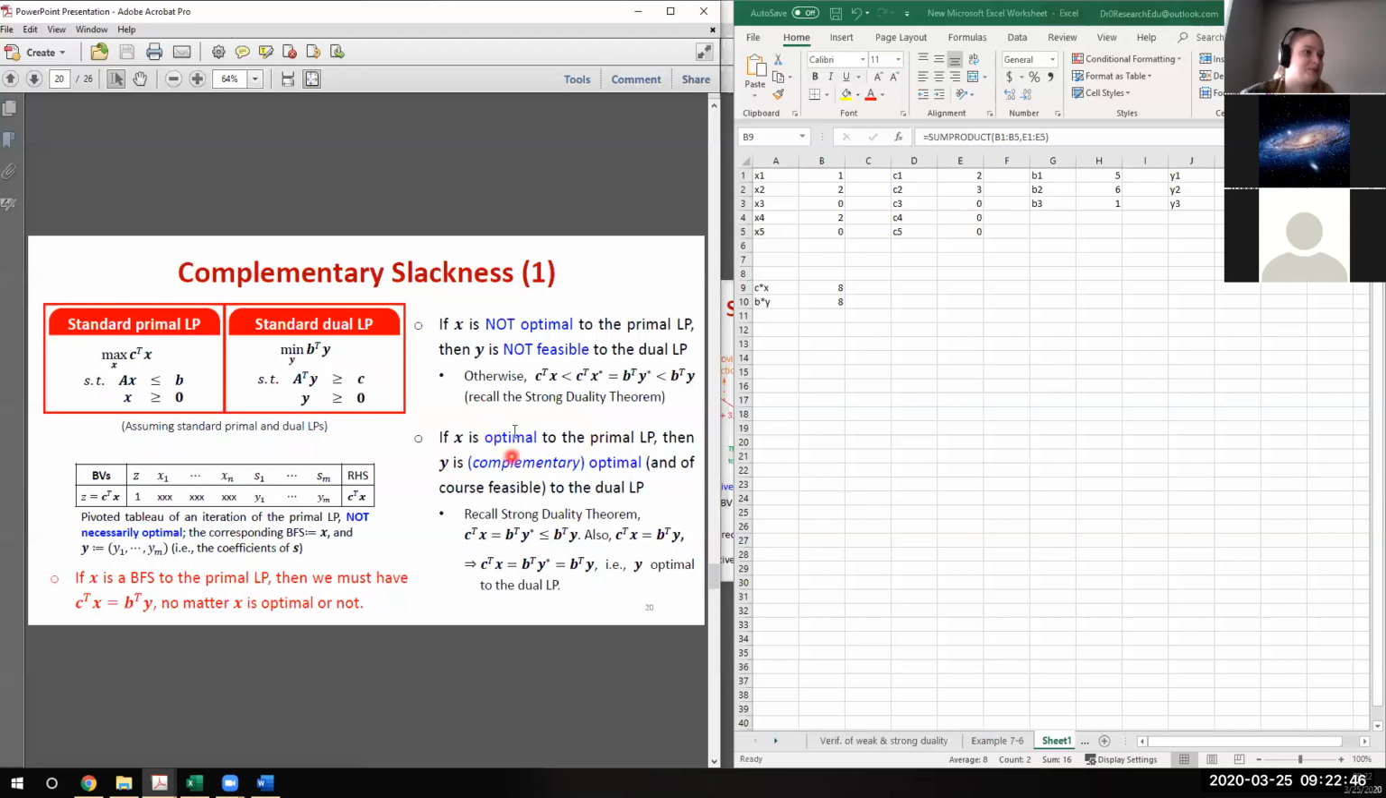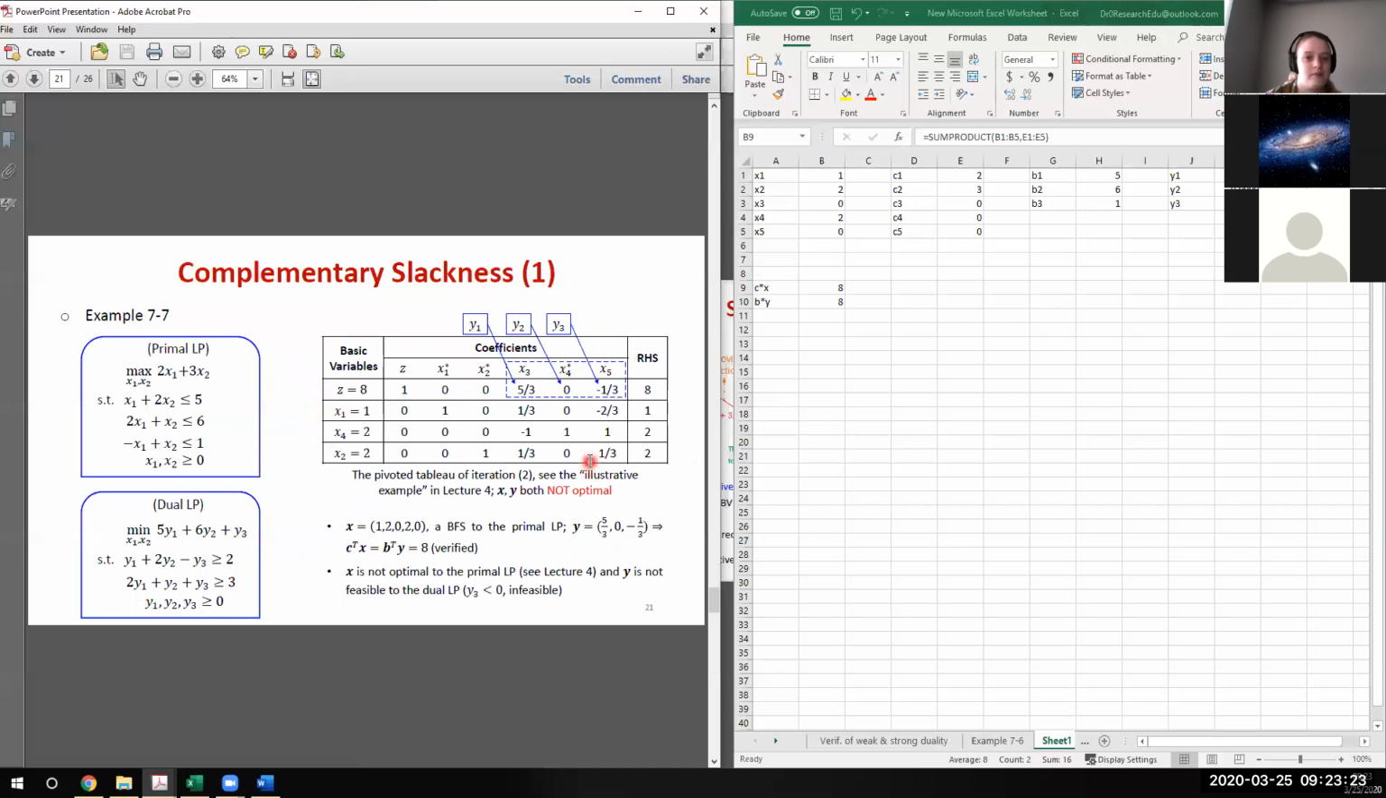Then the two further conclusions are: if x is not optimal to the primal LP, then y is not feasible to the dual LP. If x is optimal to the primal LP, then this y will correspondingly be complementary optimal. I wrote complementary in parentheses because you don't have to add it; I use it just to show you the logic relationship. Then y is optimal to the dual LP.